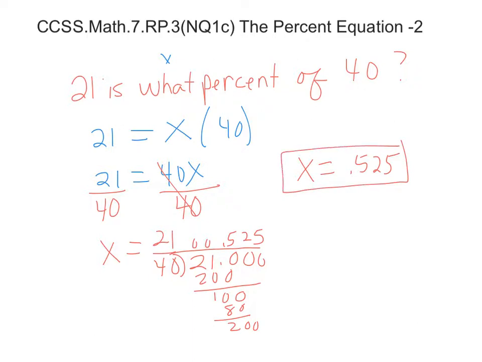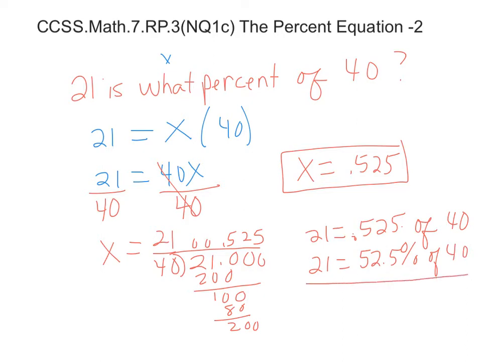Now that's the solution for x. But when you plug it in again, it is 21 is 0.525 of 40, but this needs to be a percent, so we're going to change it to 21 equals 52.5% of 40. So we're going from the decimal to the percent.